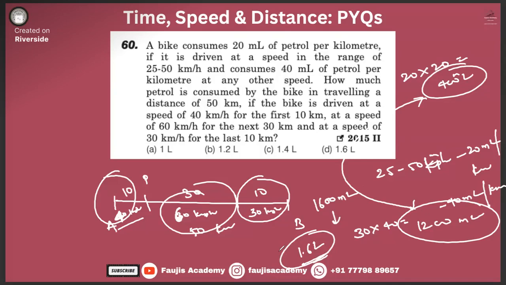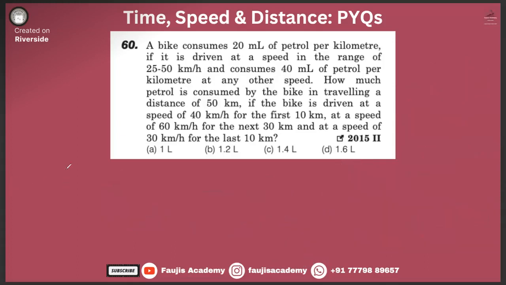What answer did you get? One. How did you get one? Okay, sir, I got it, sir. He traveled at 60 kilometers per hour for 30 kilometers. I took the seconds. Okay, so 30 into 40. Shall we move now? Yes, sir, we can move, sir.